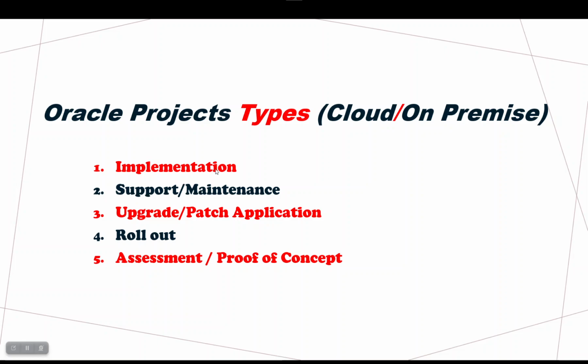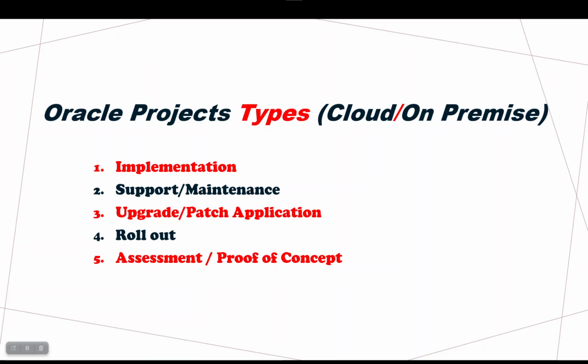For example, implementation means that you will start from scratch, so maybe the duration is 1 year, 2 years, 6 months. Support maybe 3 months, 6 months, 1 year. Upgrade maybe 3 months, 2 months, whatever. Rollout 4 months, and so on. So these are the types of the project.